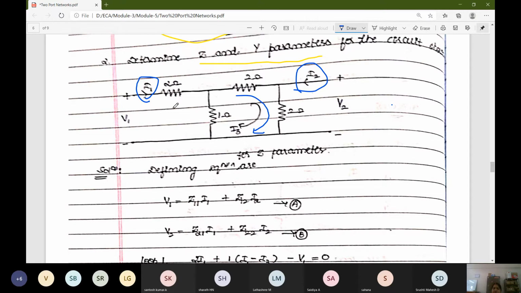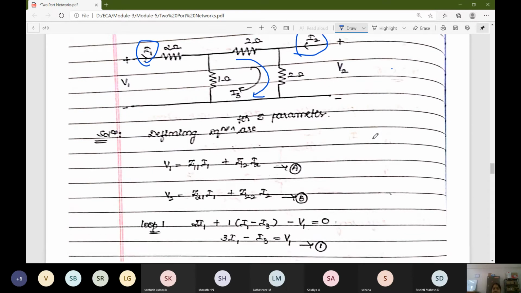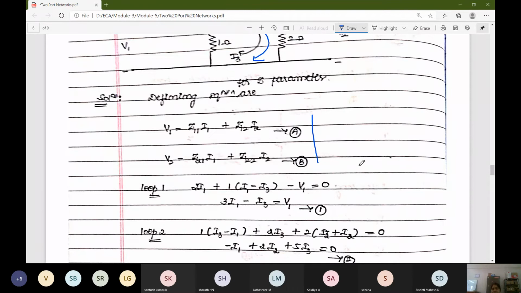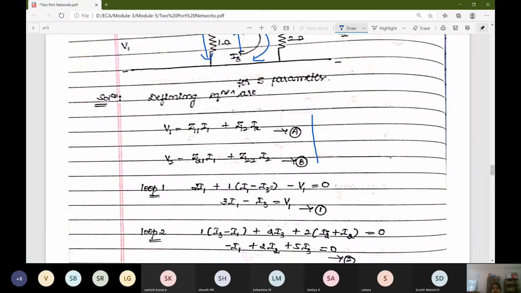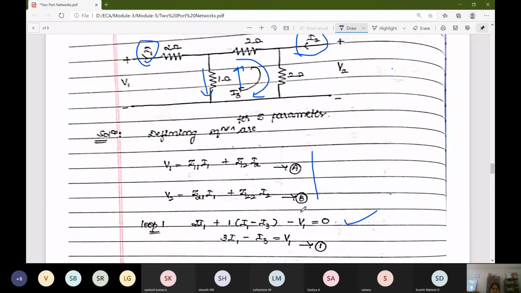As usual, write the equations. First write the defining equations of Z parameters. Next write the loop equation for the first loop. What is the equation? It is 2I1, and here it is 1 into I1 in this direction and I3 in the upward direction. It is opposite, so you have to write 1 into (I1 minus I3) minus V1 is equal to 0. Solve it, you will get 3I1 minus I3 is equal to V1. That is equation 1.